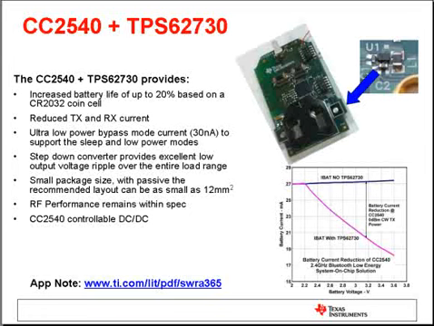A new part has been introduced by the TI Power Management team called the TPS62730. This is a 100 mA DC-DC solution with a bypass mode. The CC2540 plus TPS62730 combined together increase the battery life by up to 20% on a single CR2032 coin cell.